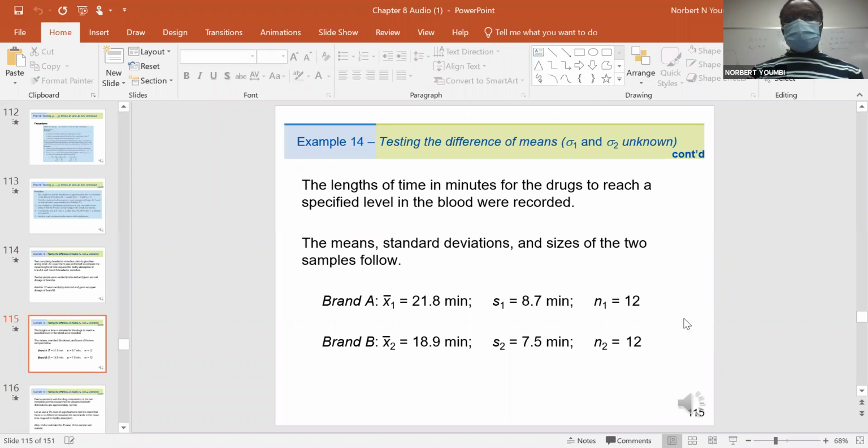The length of time in minutes for the drugs to reach the specified level in the blood are recorded. The mean, standard deviation, and sizes of the two samples are as follows. I want us to record this one before we proceed. We are recording. Let's assign a letter to the type of test we want to do.